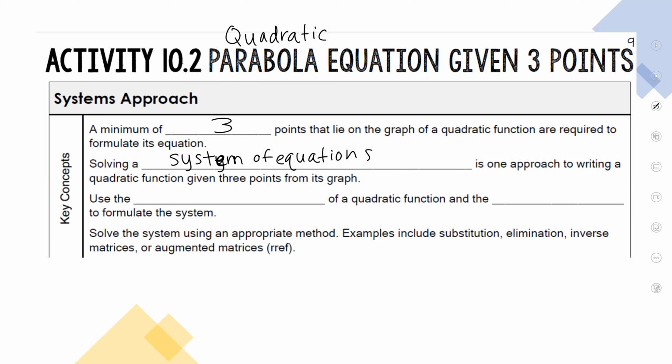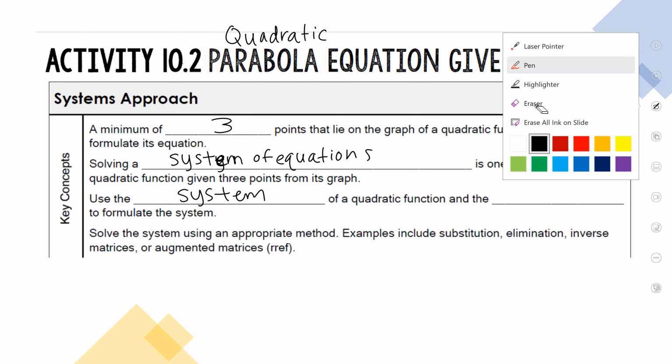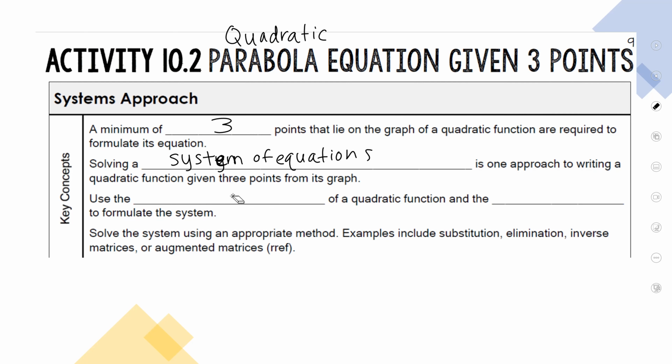So we're going to use the system. Oh, I'm sorry. No. My bad. We're going to use the standard form of the equation and the points that were given. And guys, the standard form is when it looks like this: ax squared plus bx plus c. We're going to use this format of a quadratic function and the points that they give us to formulate the system.